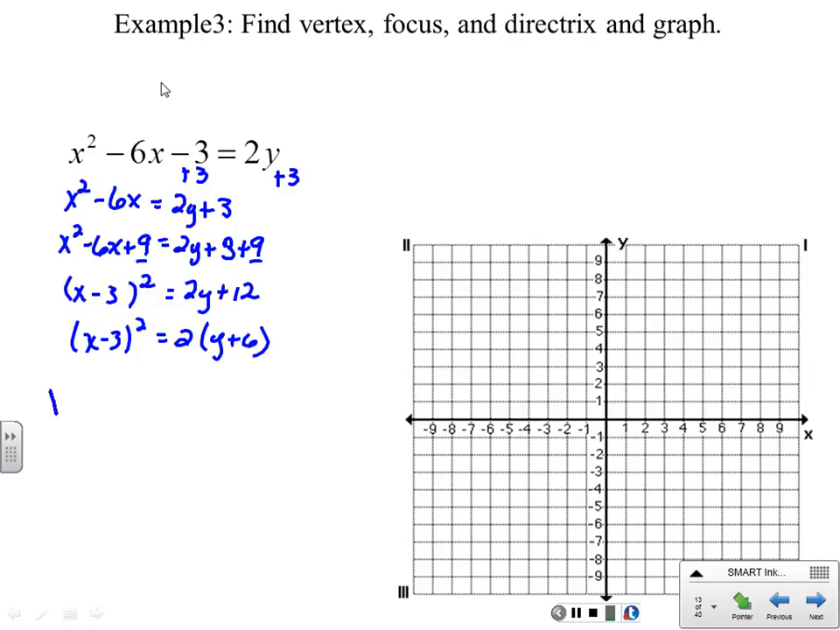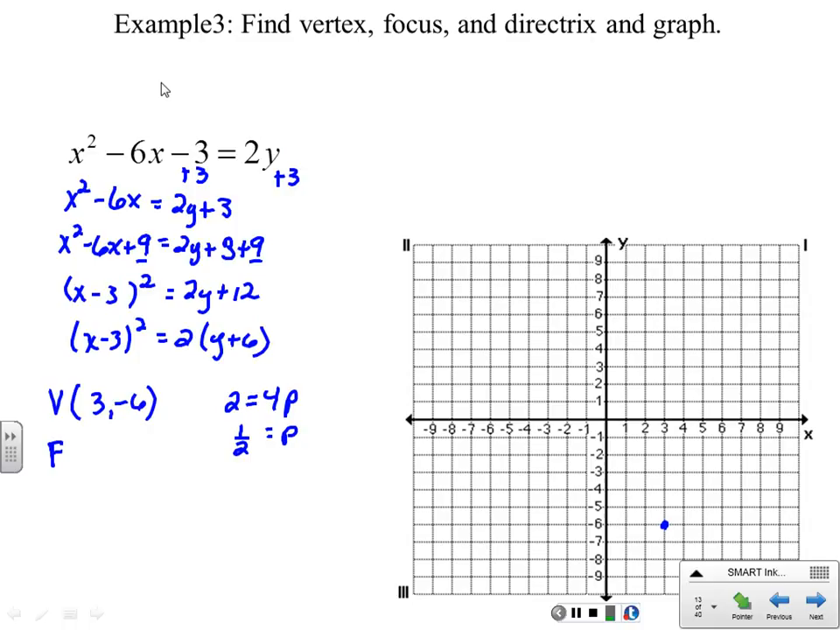All right, so let's go. Vertex. And go ahead and put it on the graph. 3, -6. It's there. Focus. What do I need to know in order to find the focus? P. So how am I going to find that? What's the formula? Or what's the equation? 2 equals 4p. So p is going to be equal to 1/2, 0.5, whatever.